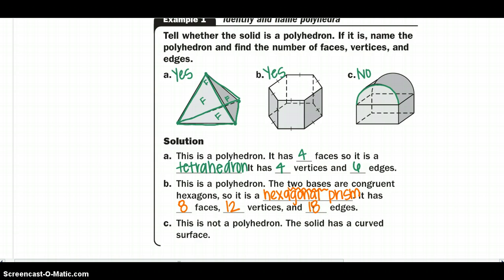And I would go ahead and count those just to make sure you understand where to label the vertices, the faces, and the edges. And like we said on C, no, it is not a polyhedron because the solid has a curved surface.